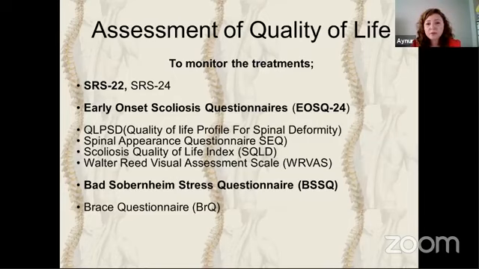To monitor the treatments, we use SRS-22. I don't know if you have it in Egypt or not. We use the Early Onset Scoliosis questionnaire, EOSQ-24. We use the Bad Sobernheim stress questionnaire for brace. Also, there are lots of different questionnaires. I wrote them here, but we don't usually use the others.